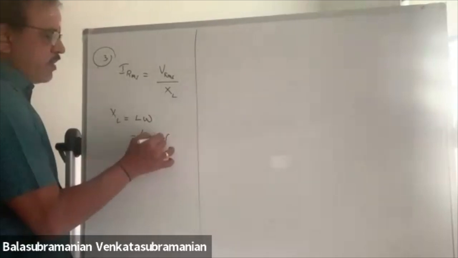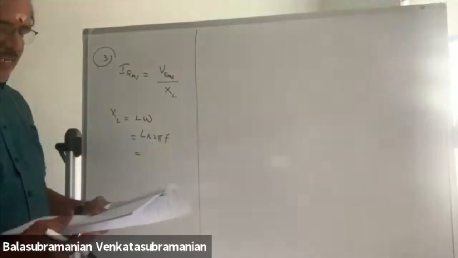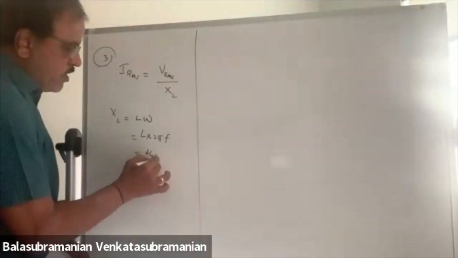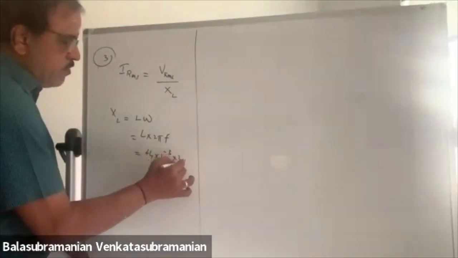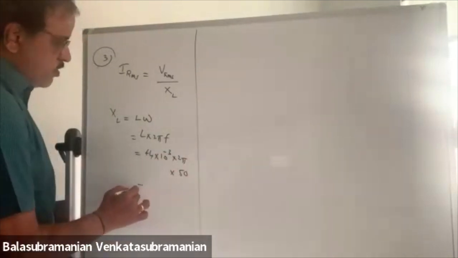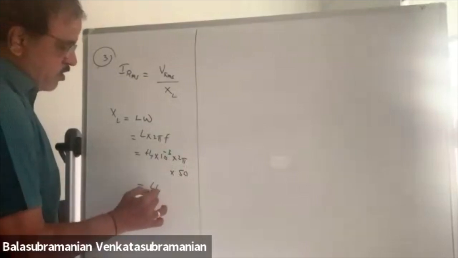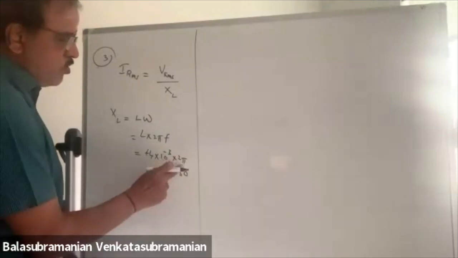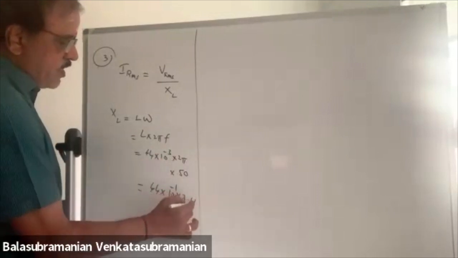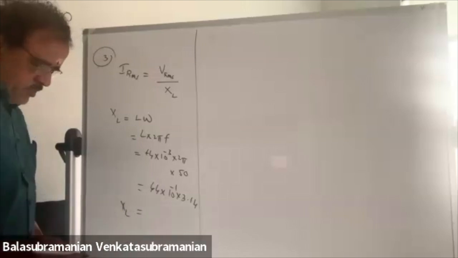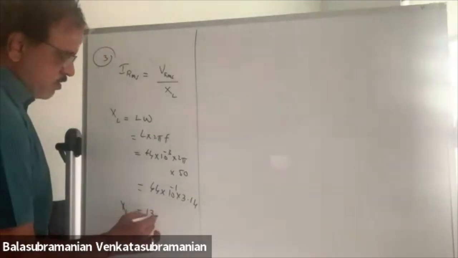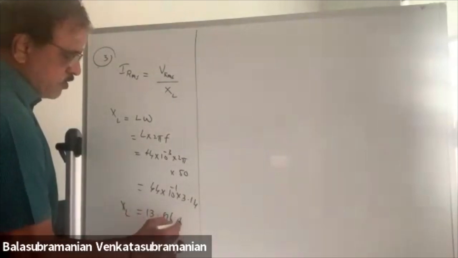L into 2 pi f. What is the inductor value given? It is 44 millihenry, 44 into 10 power minus 3 into 2 pi into f, the value is 50. So 44 into 2 into 50 is 100, 10 power minus 3 is 10 power minus 1 into 3.14. So XL value is 13.816 ohms.